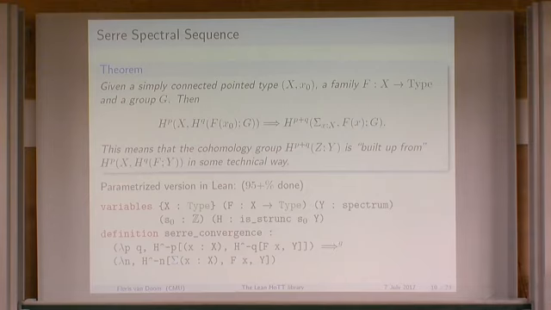I don't want to go into the exact definition of cohomology group, but it's some algebraic property of any space. This is the cohomology group of X with coefficients in another cohomology group, namely the cohomology group of the fiber in G. This arrow means that in some technical way, this cohomology group of the total space, Sigma of F, is built up from these cohomology groups. And this is the statement in Lean, which is a parameterized version of that.